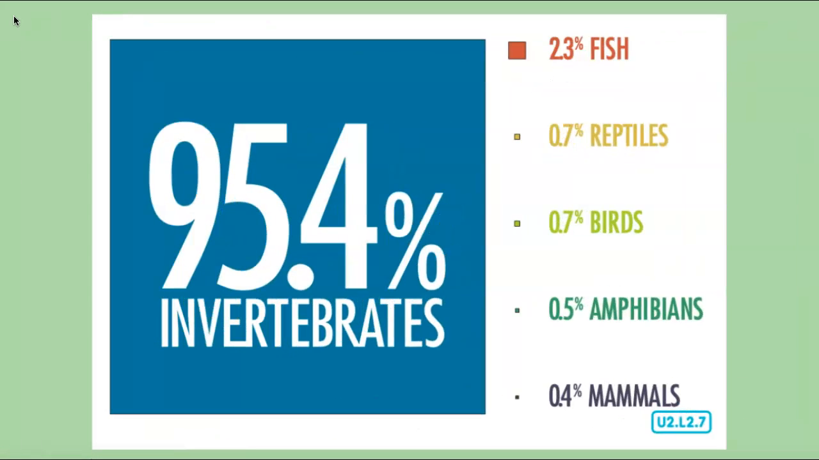Now that you know that a vertebrate is an animal with a backbone, what do you think an invertebrate is? Yes, that's correct. An invertebrate is an animal with no backbone. A little more than 95% of all animals on Earth are invertebrates. Think about it. More than 95% of all the species of animals on Earth are invertebrates. That's a lot. And most of them are fairly small. Fewer than 5% of all animal species are vertebrates.